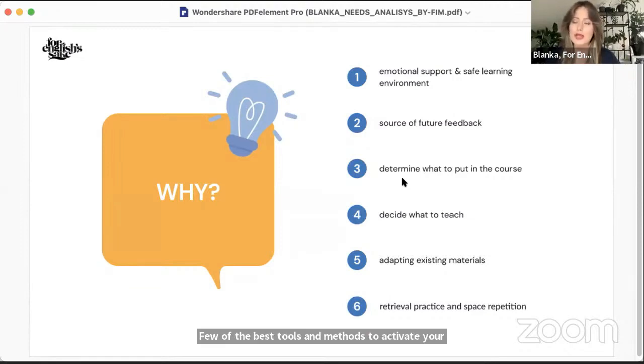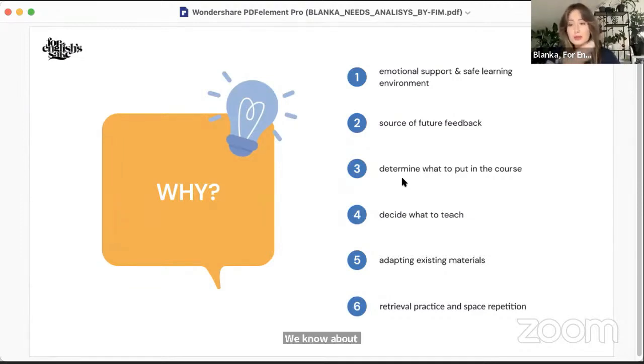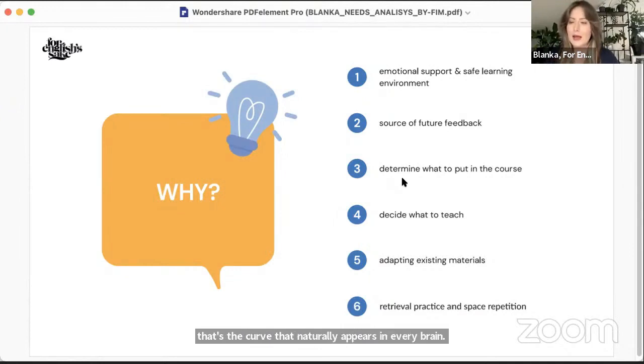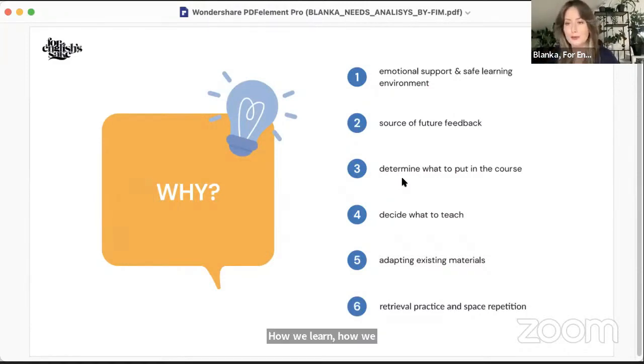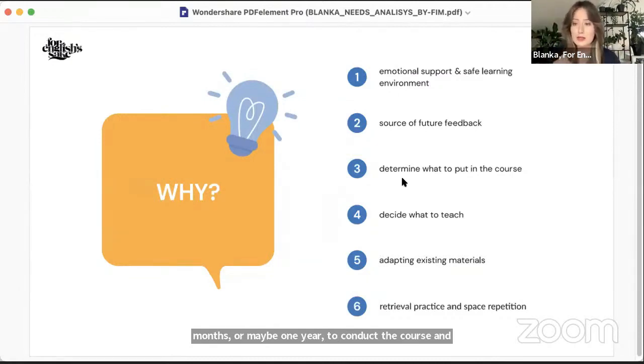We know about Ebbinghaus and the forgetting curve. That's the process that naturally appears in every brain, i.e., how we learn and how we forget, because it's very natural for our brains to forget some pieces of information that are no longer relevant. And by needs analysis, as you decide that you have 6 months or maybe 1 year to conduct the course and meet the goals, you are able to implement retrieval practice and spaced repetition in specific and beneficial moments with your learners.